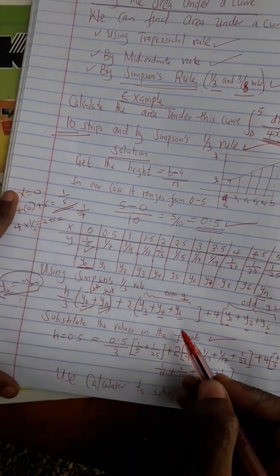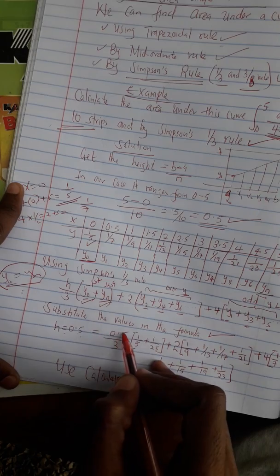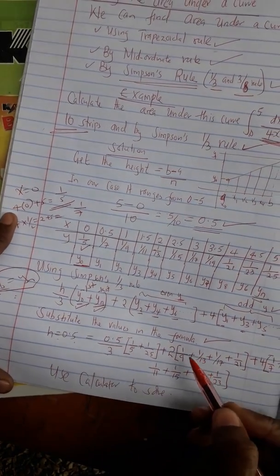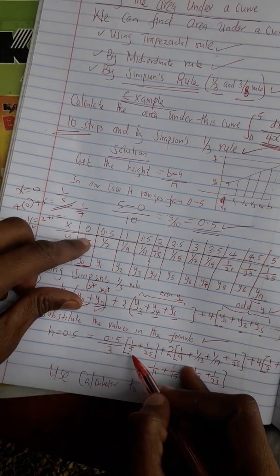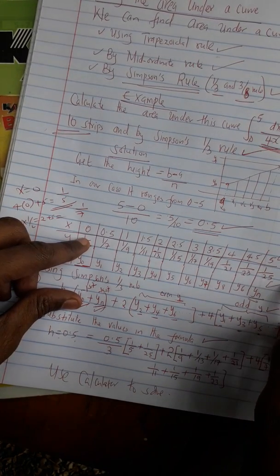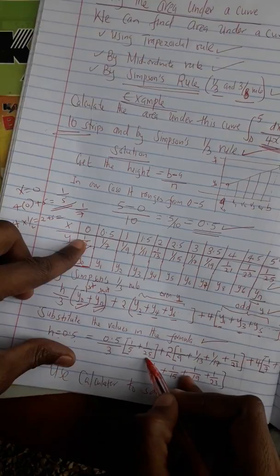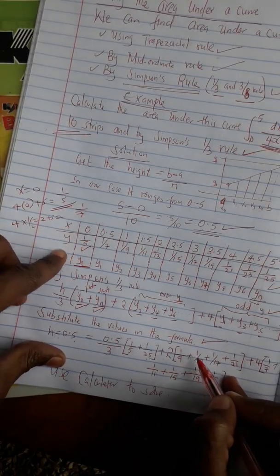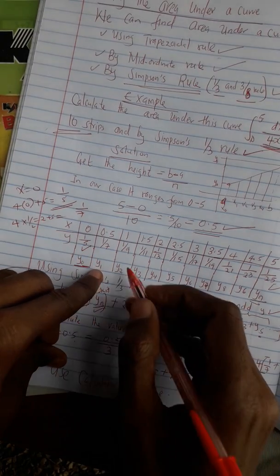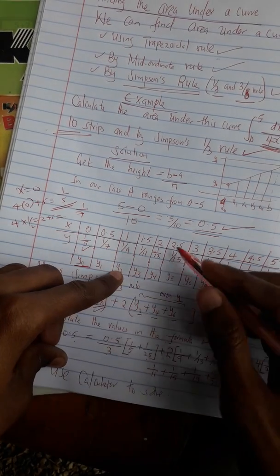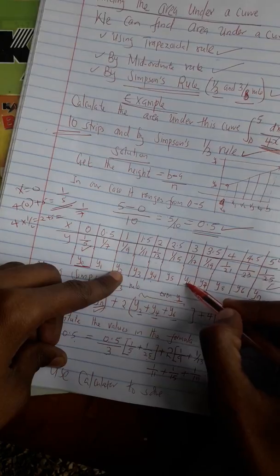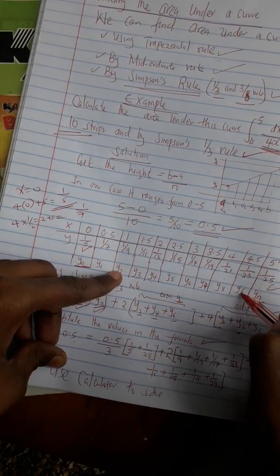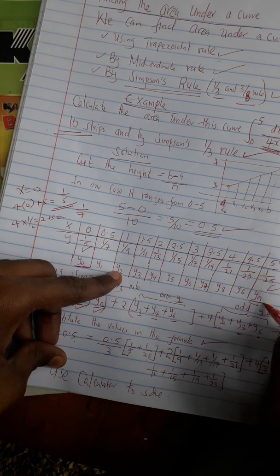Our height is 0.5. That will be height over 3, 0.5 over 3 bracket, y naught will be 1 over 5 plus yn will be 1 over 25. That gives 1 over 5 plus 1 over 25, plus 2 bracket in the formula, the rest of the even y's: y2 is 1 over 9, y4 is 1 over 13, y6 is 1 over 17, y8 is 1 over 21, and the last one is 1 over 25. We don't add it, although it is odd, because that's the last y.